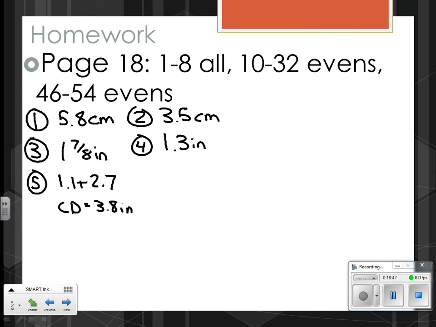Next one, number 6. Am I doing the exact same thing? What's different about it this time, Matt? It's only 1 part. So what do I do with the whole and the 1 part I do know? Subtract them. So I would take the 4, the whole, minus the 1.6. So what does that tell me about RS? Say it again. 2.4? 2.4 what? Centimeters.